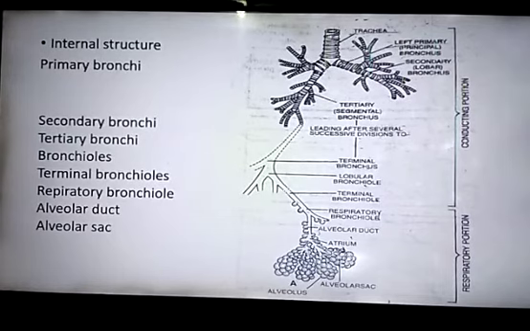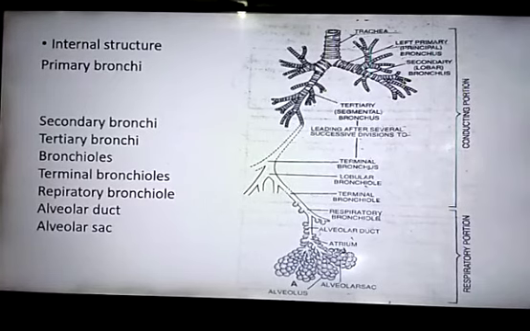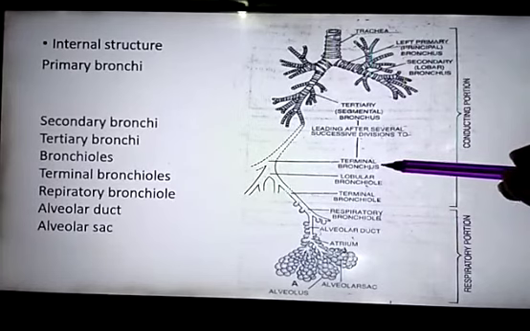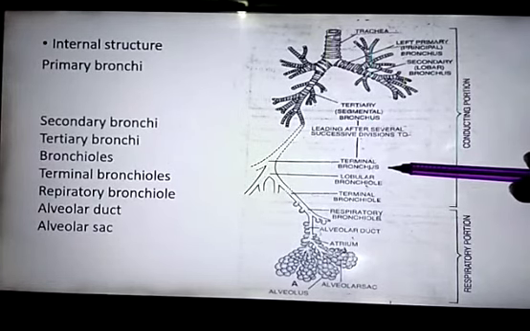Now, alveoli is the plural, alveolus is singular. Same, you can see here that they are mentioning bronchus, and I was telling you bronchi. Bronchi is plural and bronchus is singular.